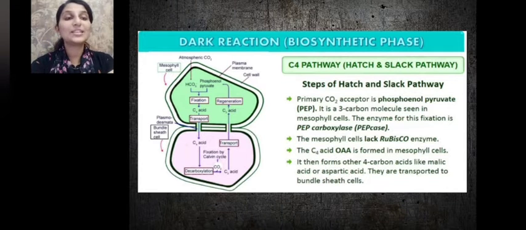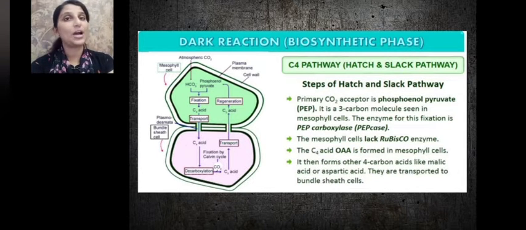So this PEP is seen only in the mesophyll cells, and the enzyme which helps in the fixation of carbon dioxide is the PEP carboxylase. Whereas in the case of the C3 cycle, it was Rubisco. The mesophyll cells lack the Rubisco enzyme. Here the Rubisco enzyme is absent in the mesophyll cell. What enzyme is present? Only PEP carboxylase is present.